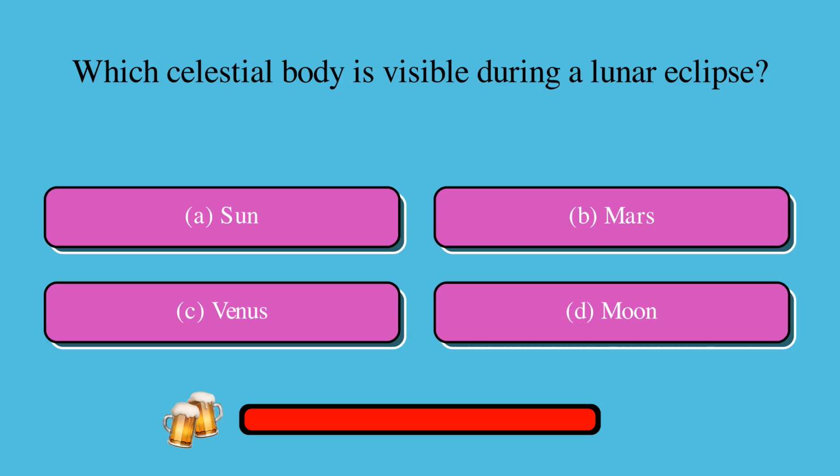Which celestial body is visible during a lunar eclipse? Is it A, Sun, B, Mars, C, Venus, or D, Moon? The correct answer is D, Moon.